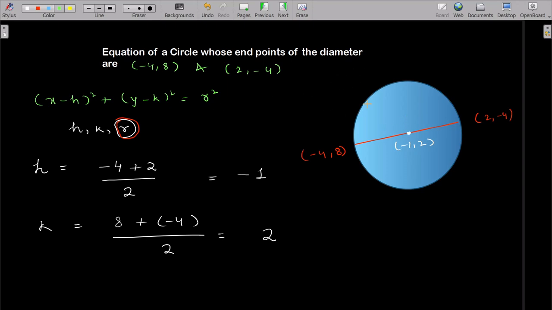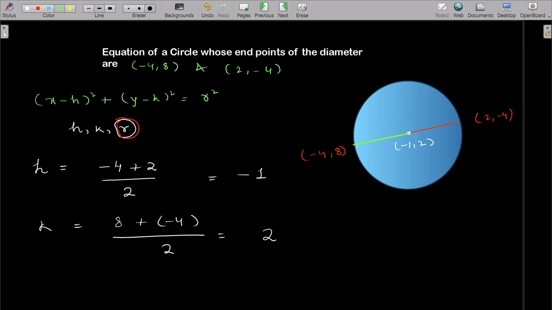Okay. Let's see the figure. Can I say the radius is this length, this distance? Yes. Okay. Now, how can you find out the distance between 2 points in a coordinate plane? You have this point and this point.